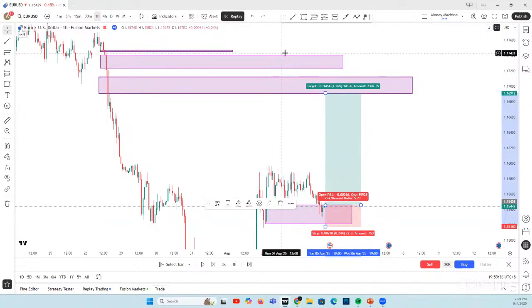Either this or this. It depends on your prerogative, what you want to do with your take profit. So let's try this first because this is the first with the substantial gap there. So what is this price? 1.169.